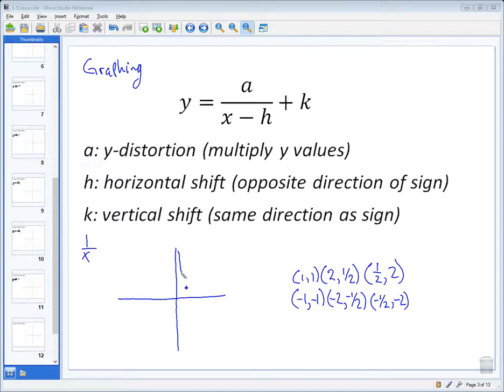So our general parent function looked like this. Remember, it got really close to the y-axis, it got really close to the x-axis, but it didn't actually cross either one of those. Those were known as our asymptotes. In this case, the asymptote for the y-axis is x equals 0. That's your vertical asymptote. And for this one, y equals 0. That's your horizontal asymptote.